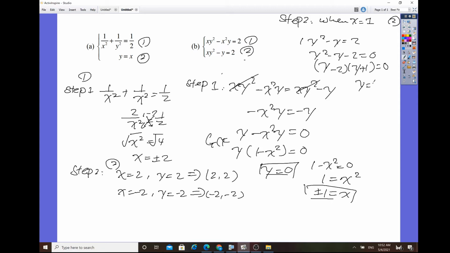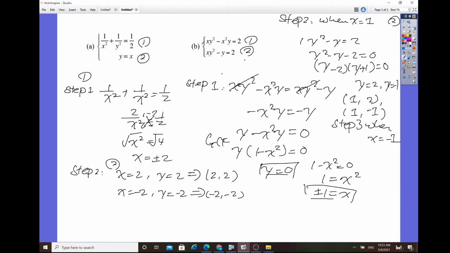So we got y equals 2 and y equals negative 1. What that means is that when x equals 1, y could be 2, and also y could be negative 1. And then what about the other possible solutions? Let's say x equals negative 1.